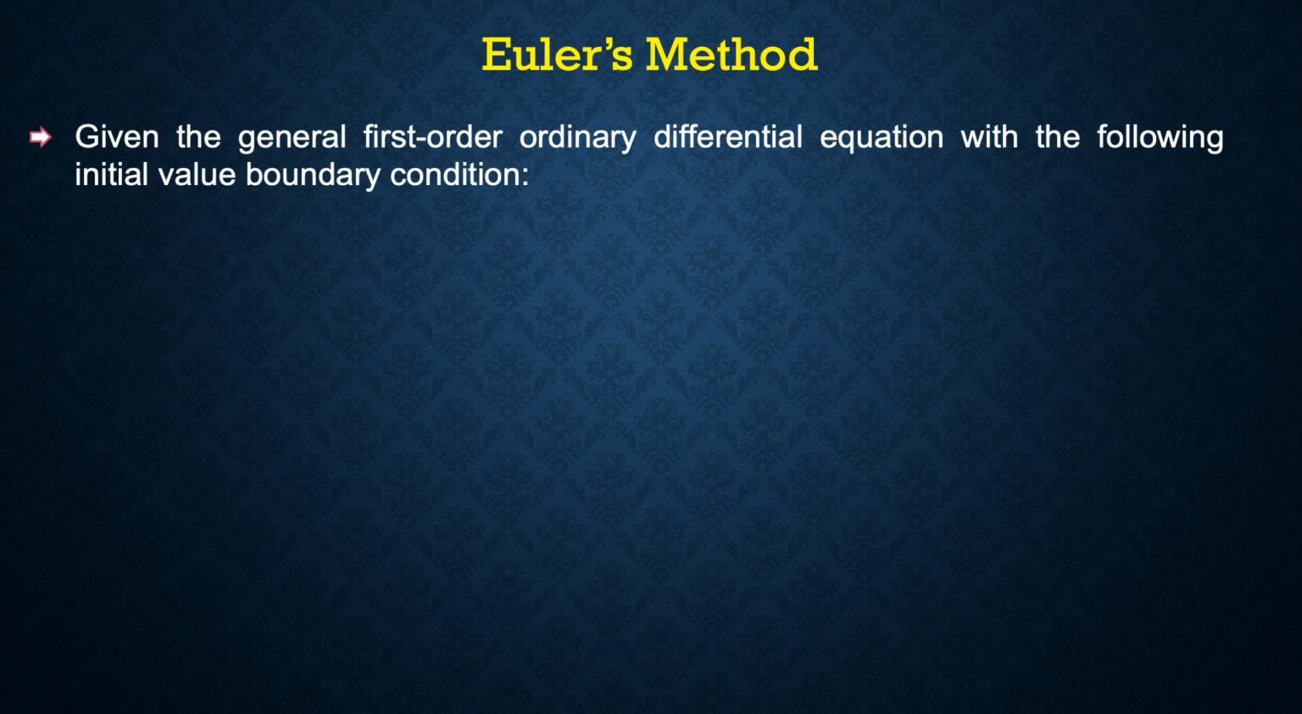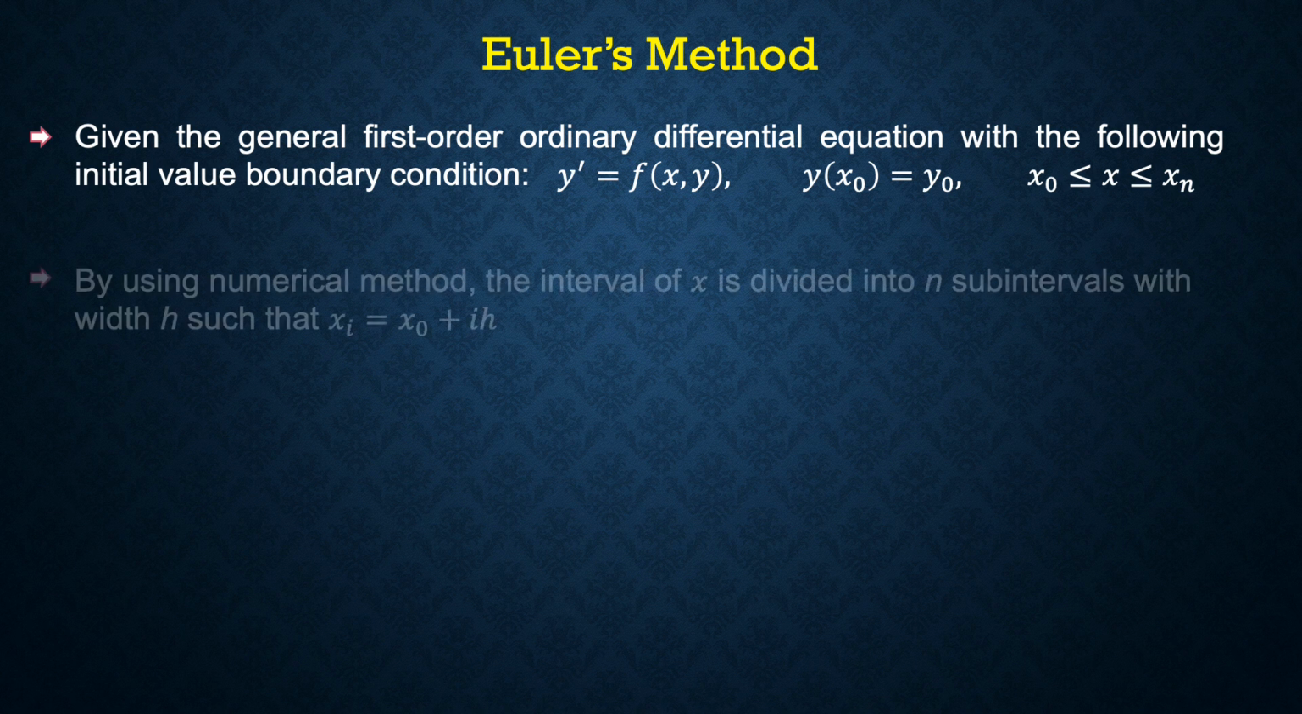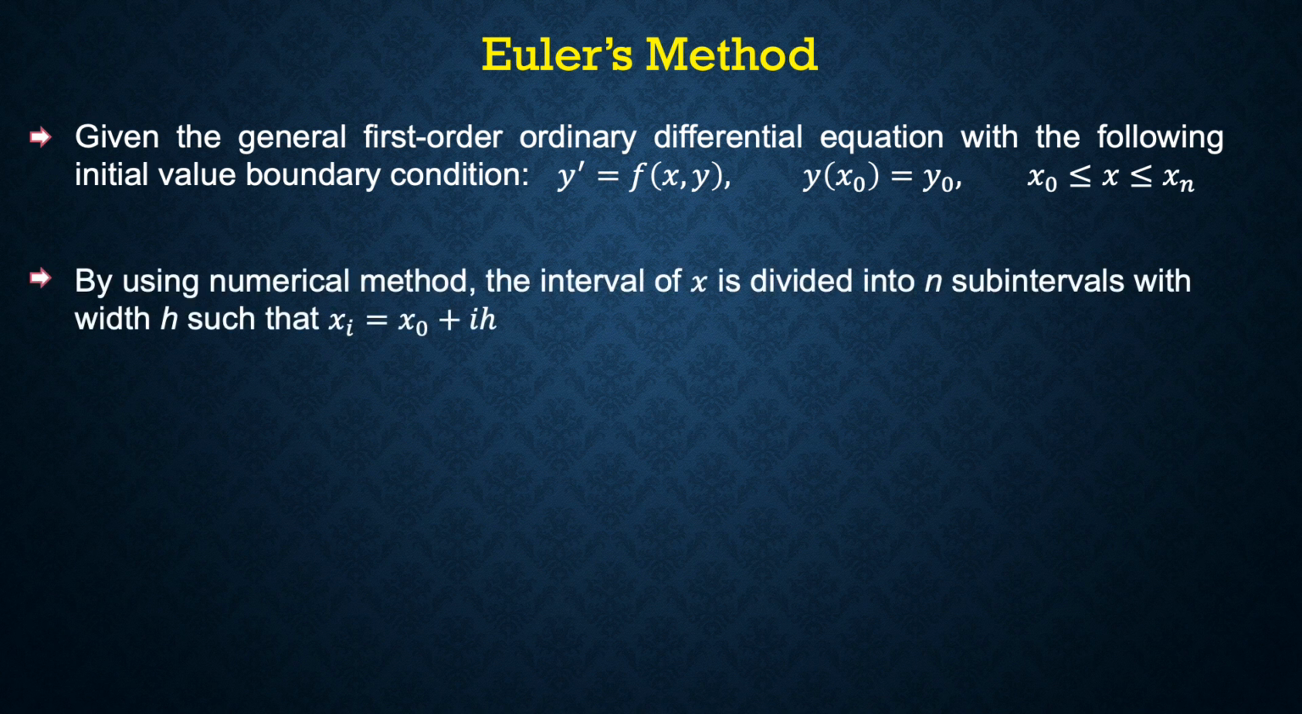Given the general first-order ordinary differential equation with the following initial value boundary condition. By using a numerical method, the interval of x is divided into n subintervals with width h, such that x_i equals x naught plus ih. We need to solve for y from i equals 1 to n.